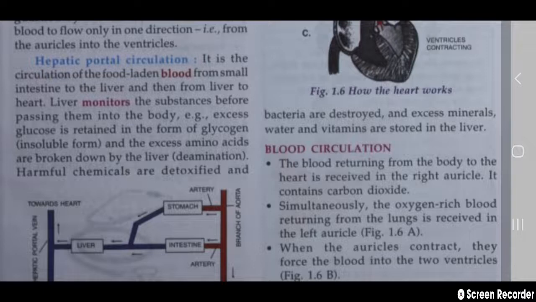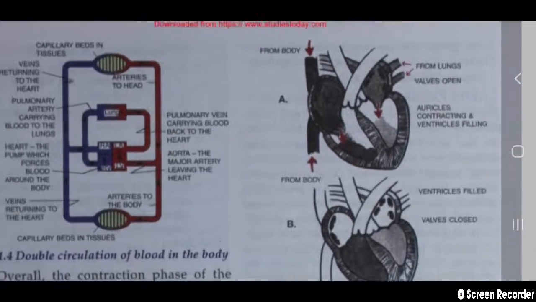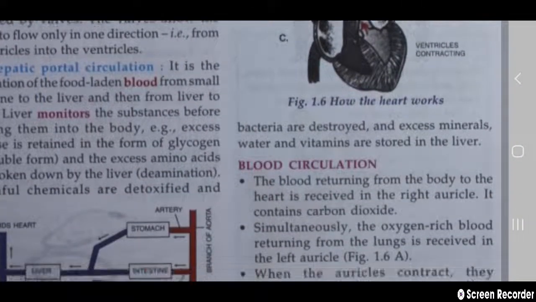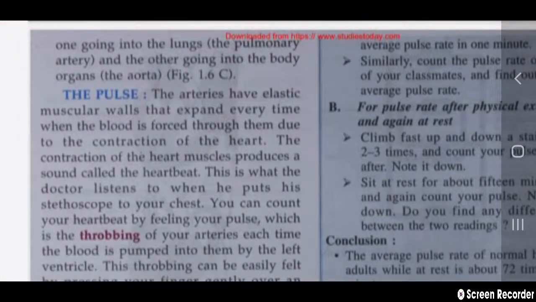Then simultaneously, the oxygen-rich blood that comes from the lungs is received in the left auricle. See here, the left auricle, it is coming from the lungs and is received there. And when the auricles contract, they force the blood into the two ventricles. Now the ventricles contract and force the blood into the two large arteries. One goes to the lungs, and the other goes to the body parts.